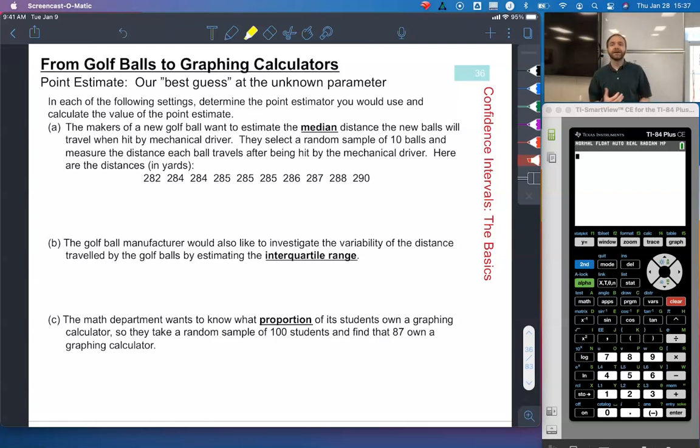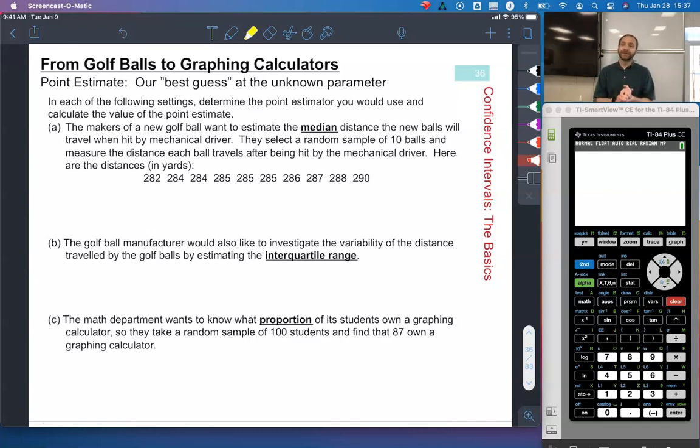In part B, the golf ball manufacturer would also like to investigate the variability, the spread of the distance traveled by the golf balls, by estimating the interquartile range. They would love to know what the true interquartile range is, but they want to estimate it. So what are we going to use to estimate the true interquartile range? What is our best guess of the true interquartile range?